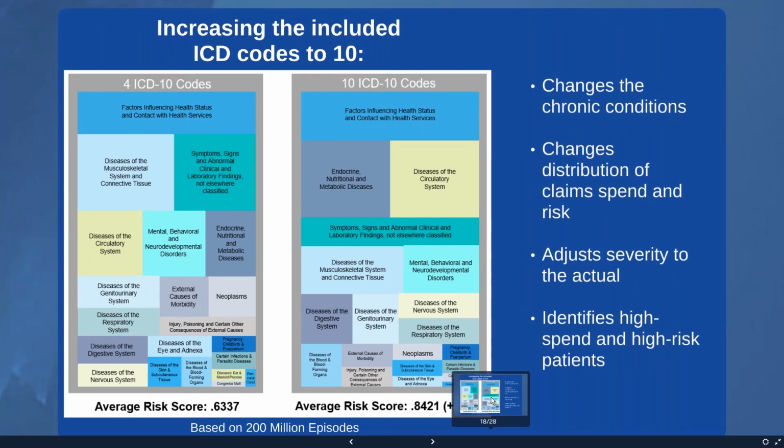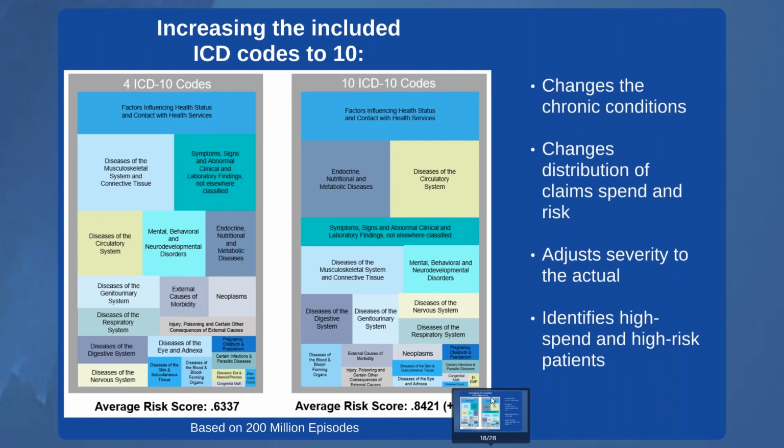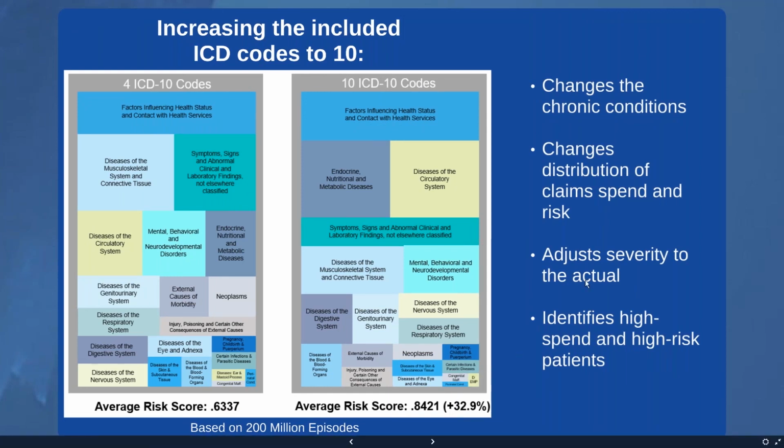So, BSG Analytics' approach is to receive the raw data feeds where we request as many diagnosis codes as possible, and many times we can get up to 10. This does a couple of things to our population. First, it increases the average risk score of our population by nearly 33%.